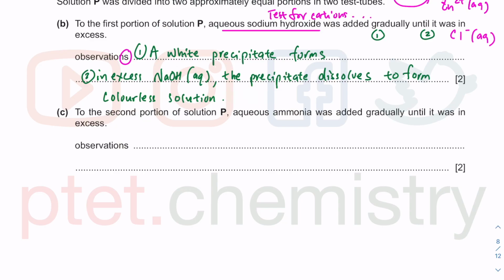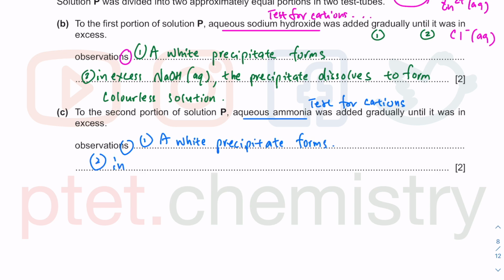Now we also added aqueous ammonia. This is also used to test for cations as well. That's why you have 2 columns. Again, the observation, you will get a white precipitate forming initially. We are not allowed to use abbreviations in your theory paper, which this one is actually like a theory paper. So again, you're not allowed to use ppt except for practical paper 3. So this is NH3 aqueous.